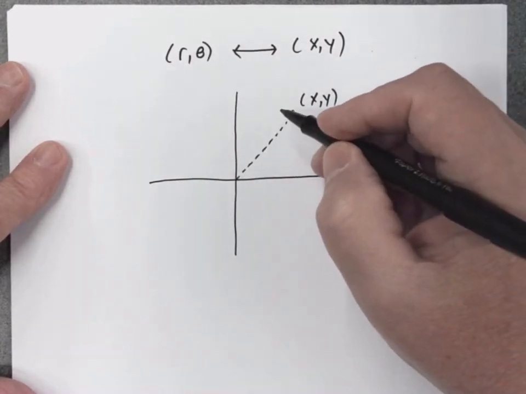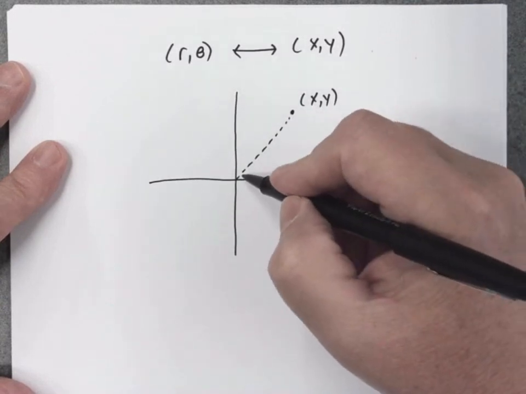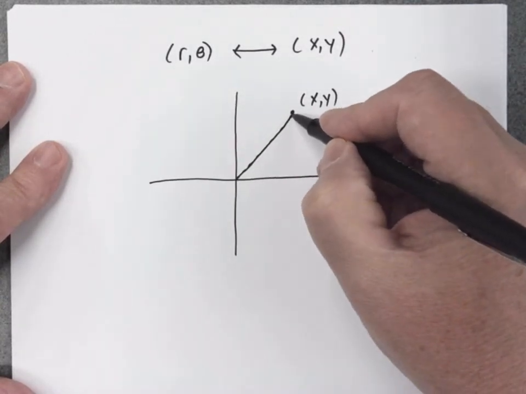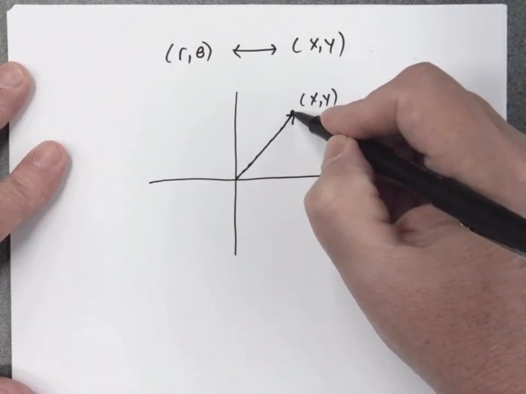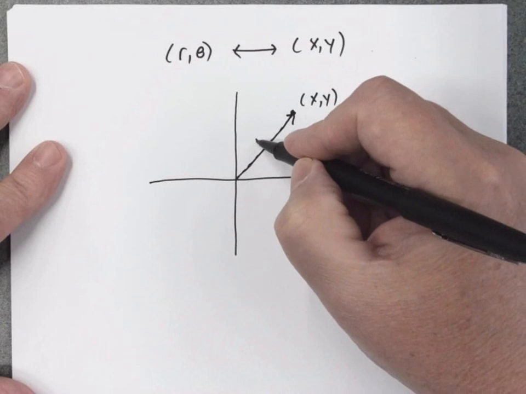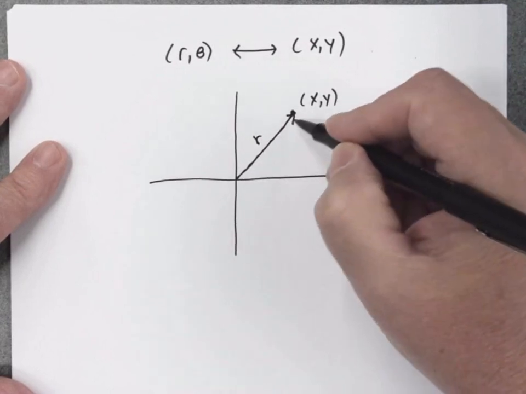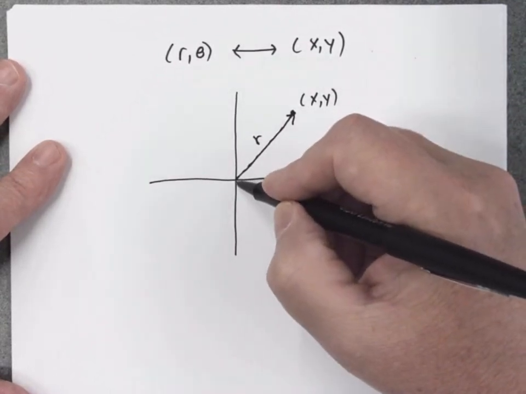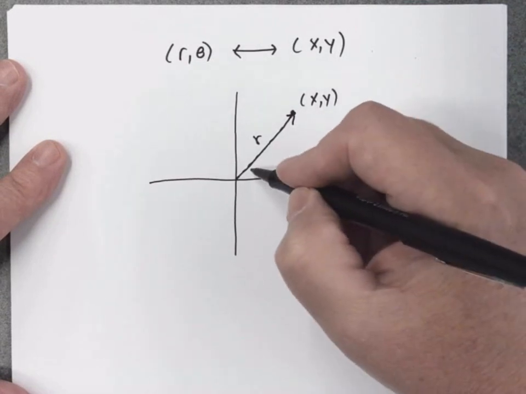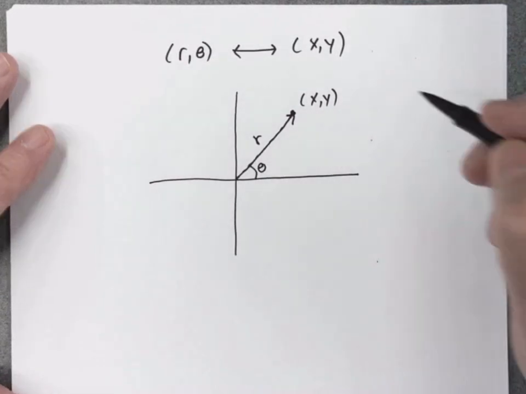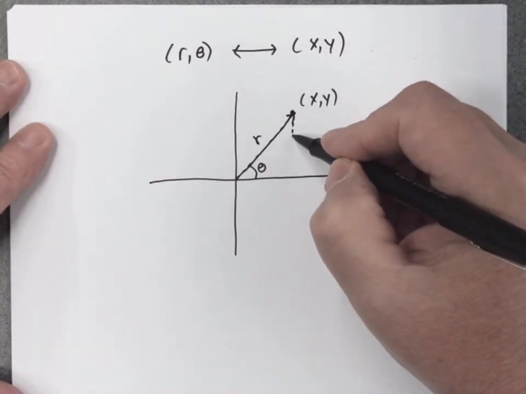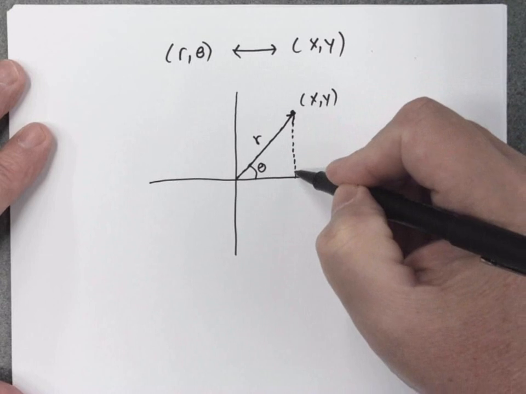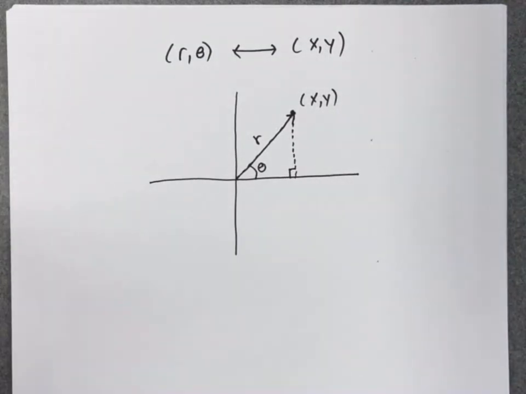Let's draw this, well, actually I'll make it a straight line just for fun. If I think of this point now as a polar coordinate, r is like the radius or the distance from the origin to the point, and of course the angle is theta. But here's something I'm going to do. From the point, I'm going to come straight down to this x-axis, and I'm going to form a right triangle.